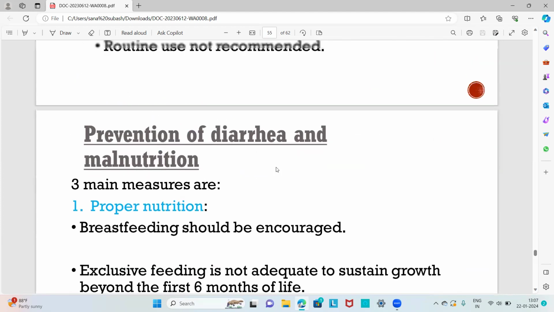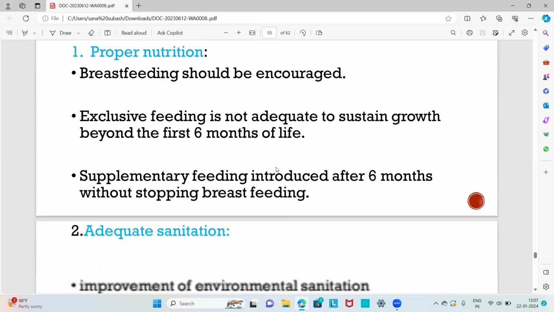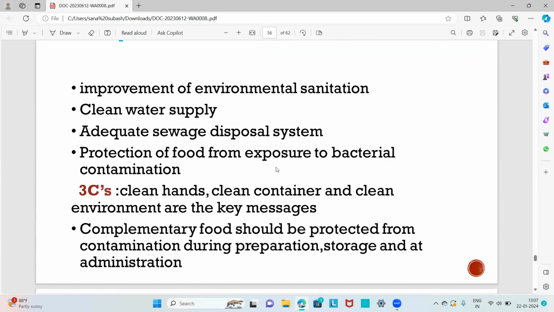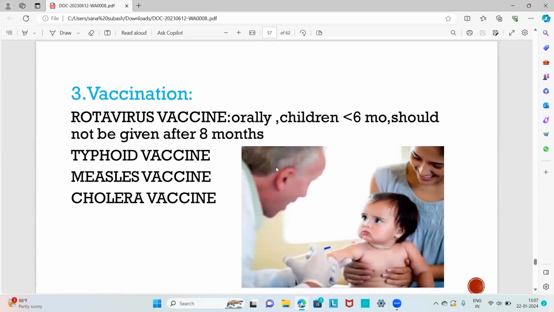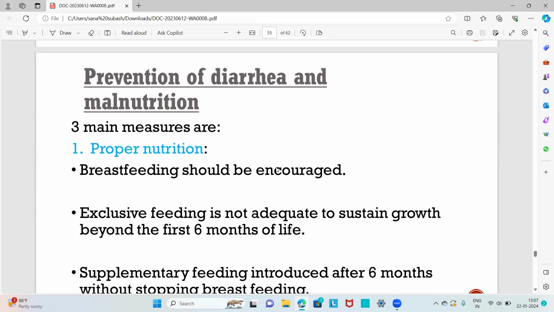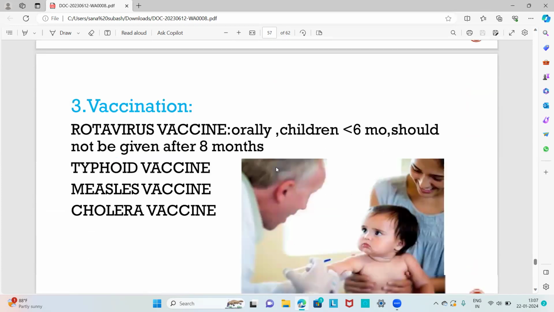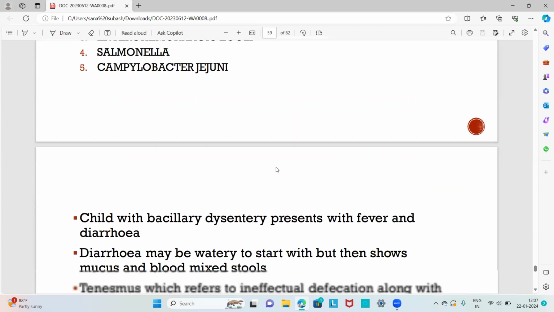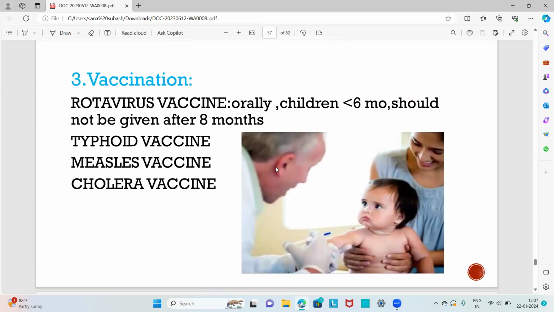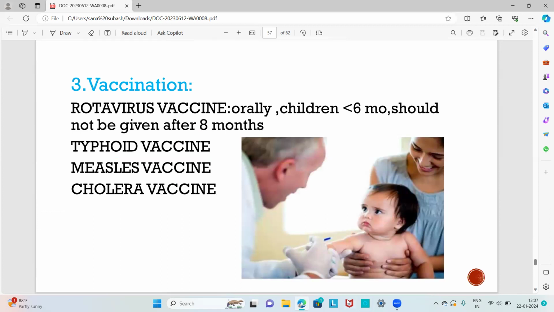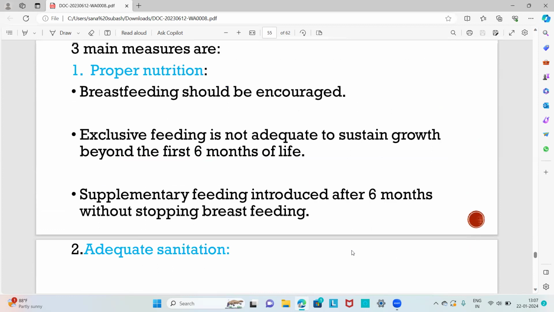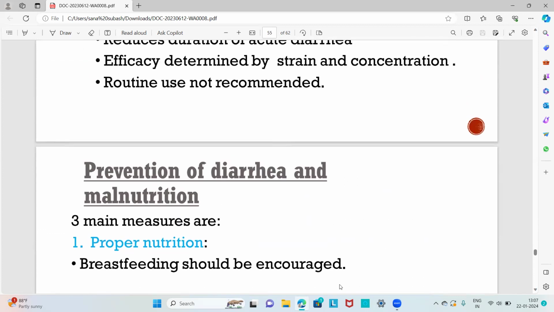Then how do we prevent diarrhea and malnutrition? The three main measures are proper nutrition, adequate sanitation, and vaccination, which are the three main headings for the prevention of diarrhea and malnutrition. So that is all regarding acute diarrheal disease. Thank you.